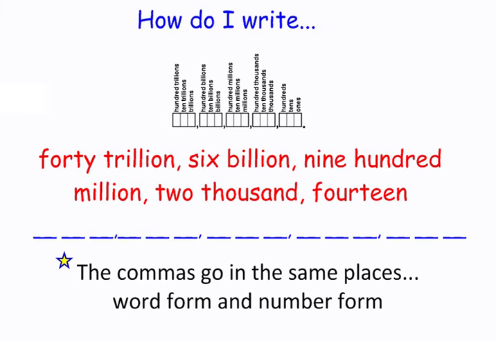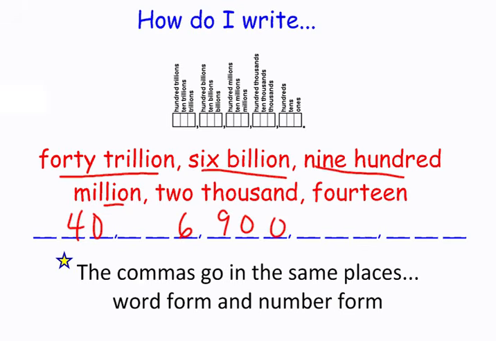And it's a lot like doing hangman. So here I've already set up the slots like we would in hangman. And the number that we're going to convert is right here. And I'm going to start with 40 trillion. So 40 trillion, go right here. 6 billion, 900 million, 2014. And any open spots here you would just fill in with zeros.